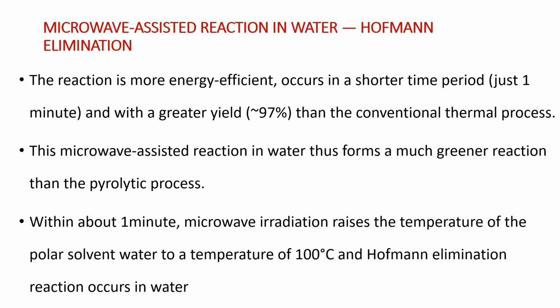In the above example, the reaction is more energy efficient, occurs in a shorter time period, just 1 minute, and with a greater yield, approximately 97%, than the conventional thermal process. This microwave-assisted reaction in water thus forms a much greener reaction than the pyrolytic process. Within about 1 minute, microwave irradiation raises the temperature of the polar solvent water to a temperature of 100 degrees Celsius, and Hofmann elimination reaction occurs in water.